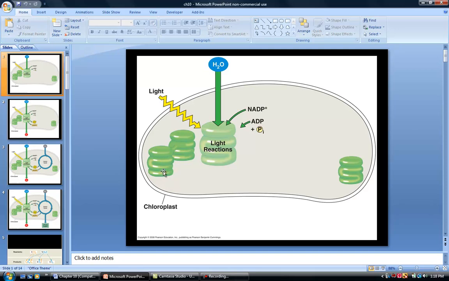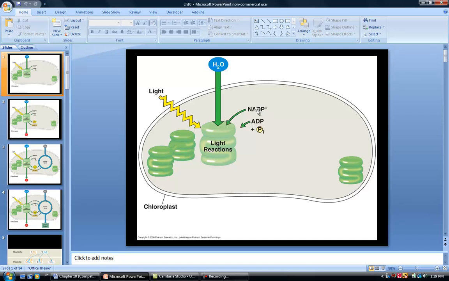So what's going to happen is the light reactions are going to happen inside these thylakoid membranes, but then the dark reactions are going to happen out here in the stroma, which is going to be the semi-fluid substance that has enzymes in it. So we're going to kind of go through all of those and talk about what they do. So we've got light hitting a pigment in our thylakoid membrane. Water is going to be inputted into this as well.